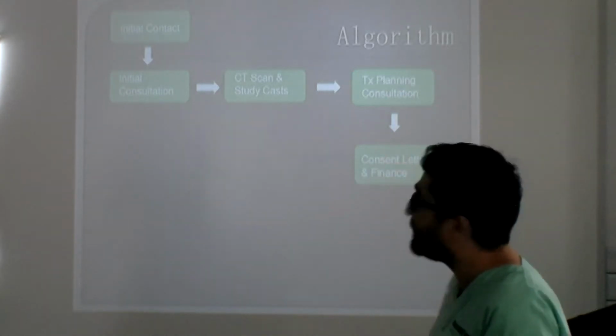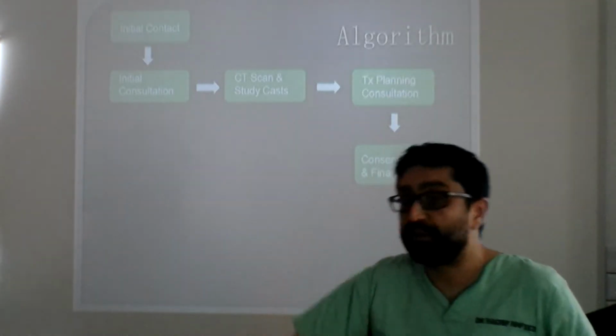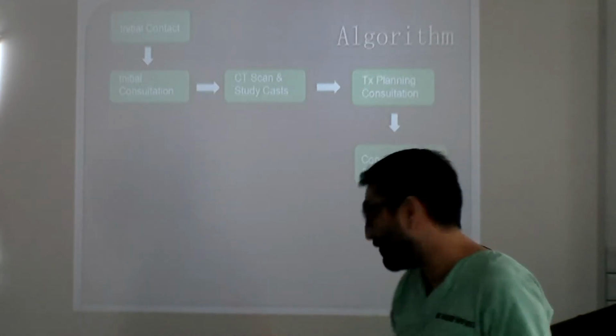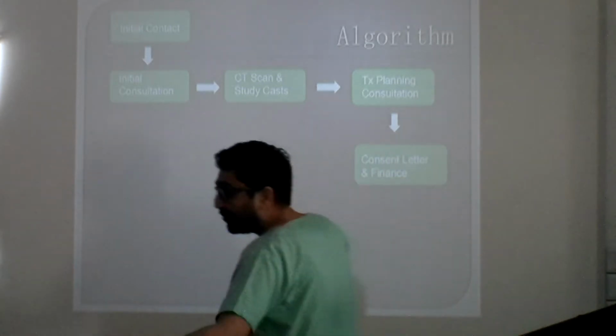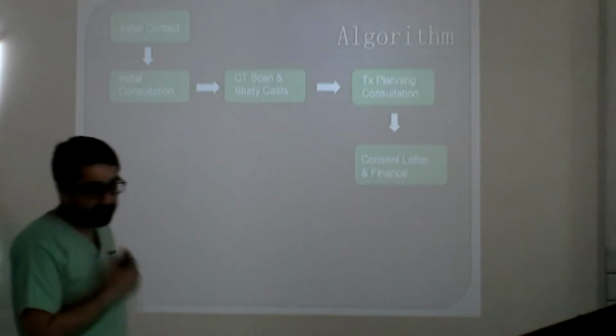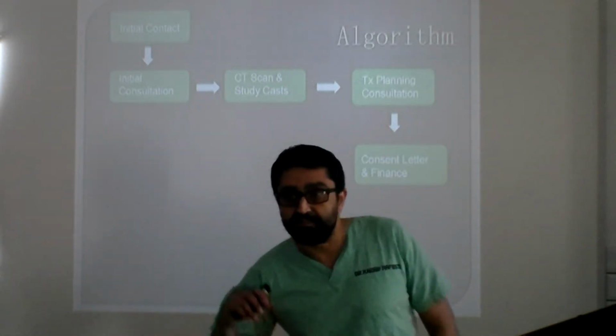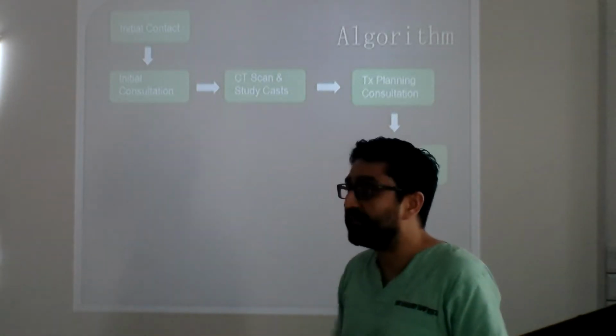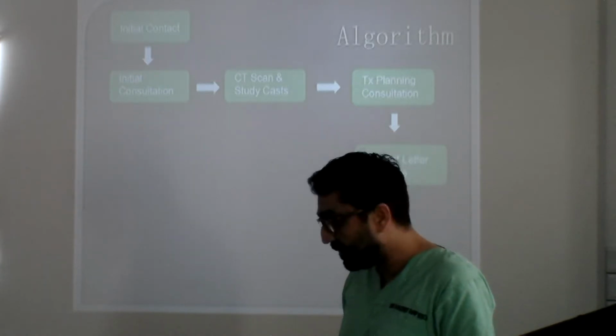You send the patient the consent letter and the finance is arranged: how the patient is going to fund it. Does your practice offer finance? Does it offer a finance mechanism? Does it offer payment installments? Whatever, but here the finance has to be sorted. This is how much it's going to cost, and how would you like to pay? Is it upfront? Is it multiple payments? How are the multiple payments going to be?